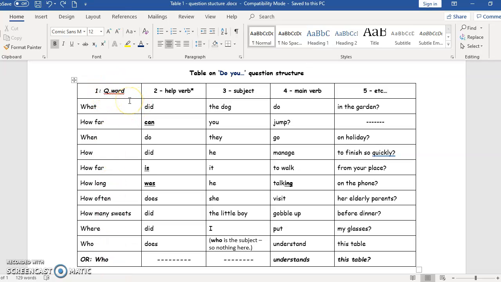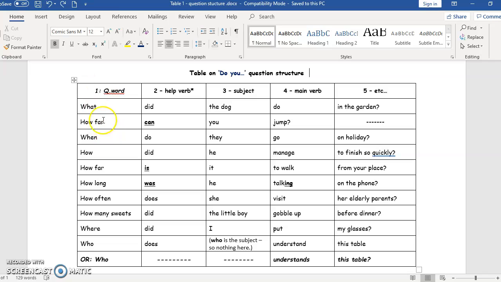Not every question has a question word. You could ask me, for example, how much, which is the question word, money do you have? Or you could just ask me, do you have any money? Without the question word. But the examples I have here for you all have question words. So, question word is number one.